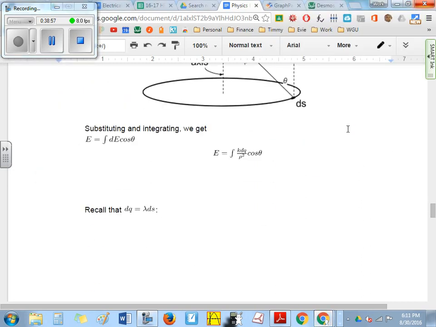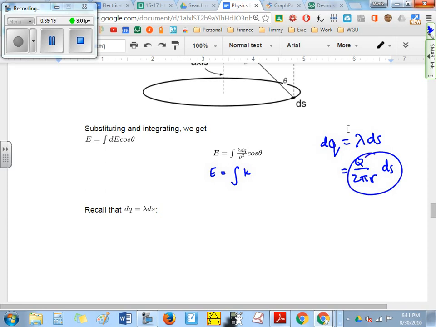All right, scroll down. Earlier, we said that dq is lambda ds, remember? And lambda was total charge over 2 pi r, total distance. So that's going to get inserted where it says dq. So this is going to be q over 2 pi r ds. And then there's a cos theta there, and this is a rho squared.